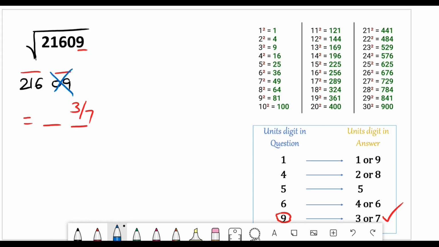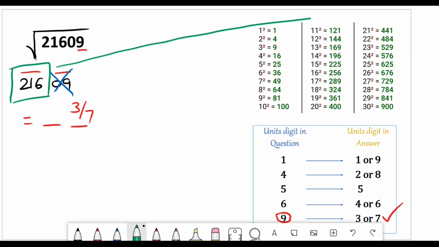What is the remaining part of the number? The remaining part of the number is 216. 216 lies in between 196 and 225. Now take the smaller number between these two. What is the smaller number?